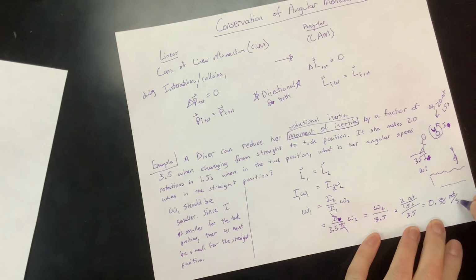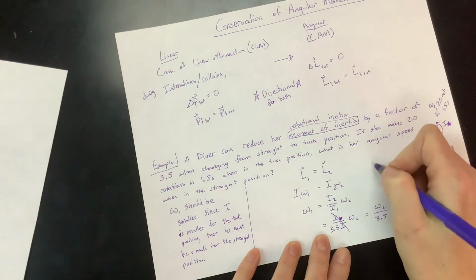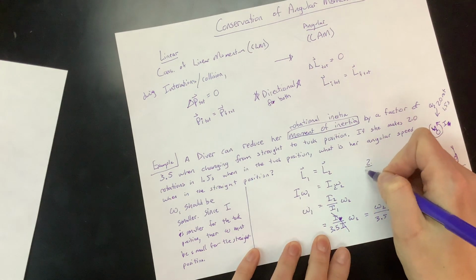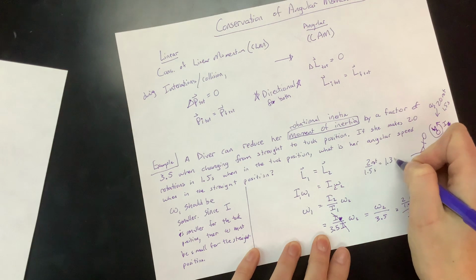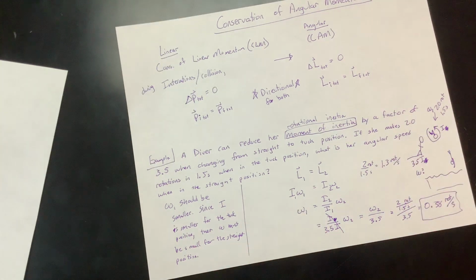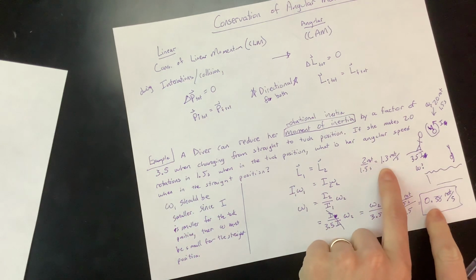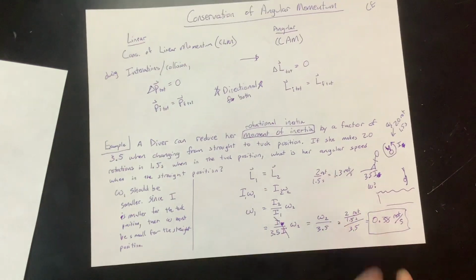rotations per second, okay? Which is, well, let's see, what was this begin? This was 2 divided by 1.5 rotations per second, which was 1.3 rotations per second. There we go. So it did decrease. So it is smaller when the person is straight.